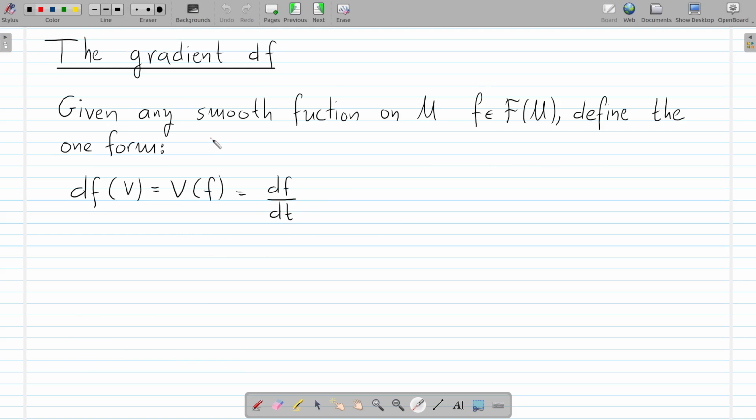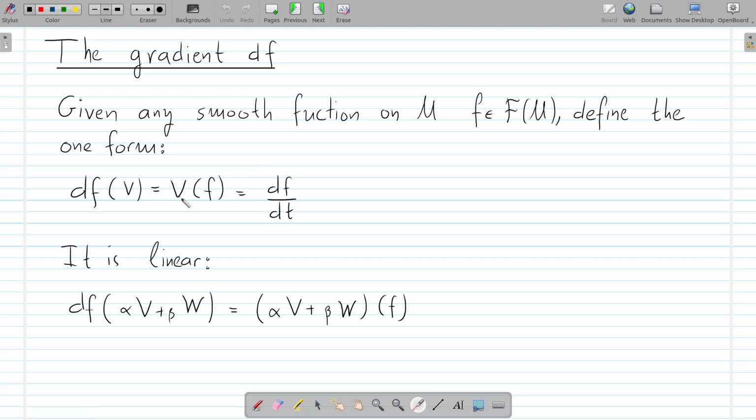Given a smooth function f on M, a special one form that is associated with a function is the gradient of f. Let's see how this is defined. A one form is defined by its action on any vector v. So we define this one form when it acts on the vector v to give us a number which is the same as the action of v on the function f, which we know is the directional derivative of f along a curve that defines v.